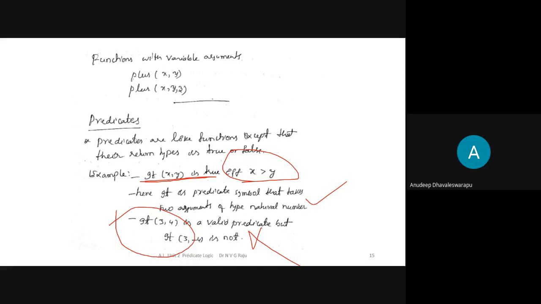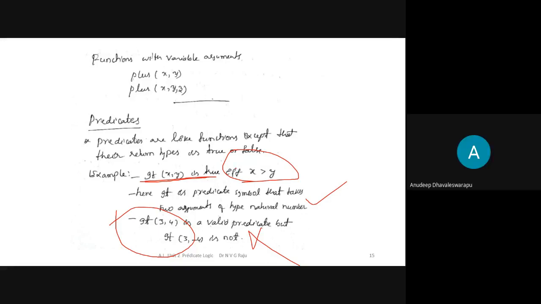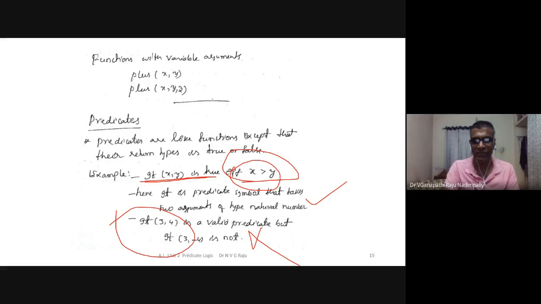Sir, if the predicate returns either true or false, is it valid? Yes, it is valid. But then GT of 3, 4 is written based on the false condition, it should satisfy the condition.